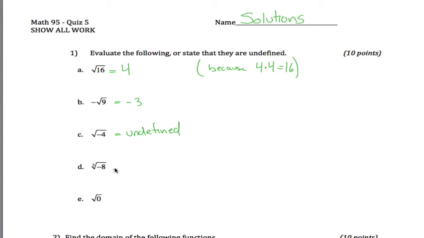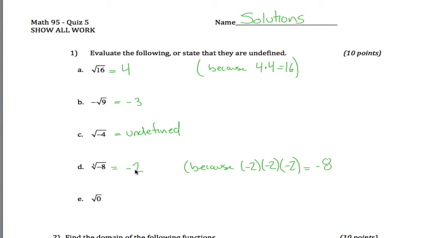The cubed root of negative 8. Turns out that's negative 2, and maybe I'll even write parenthetically because negative 2 times negative 2 times negative 2 is equal to negative 8.